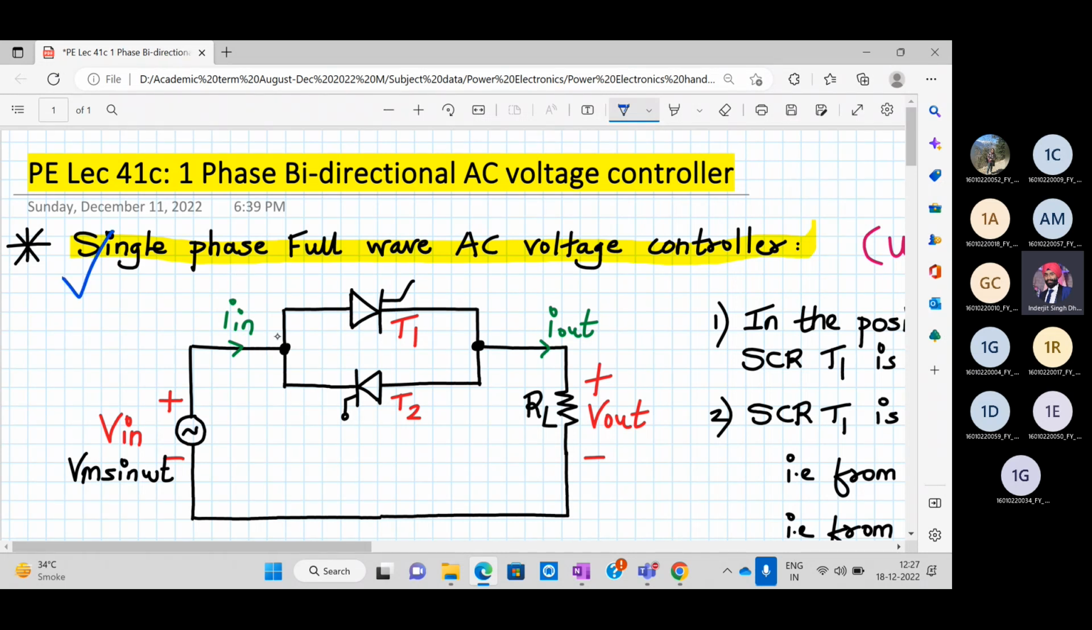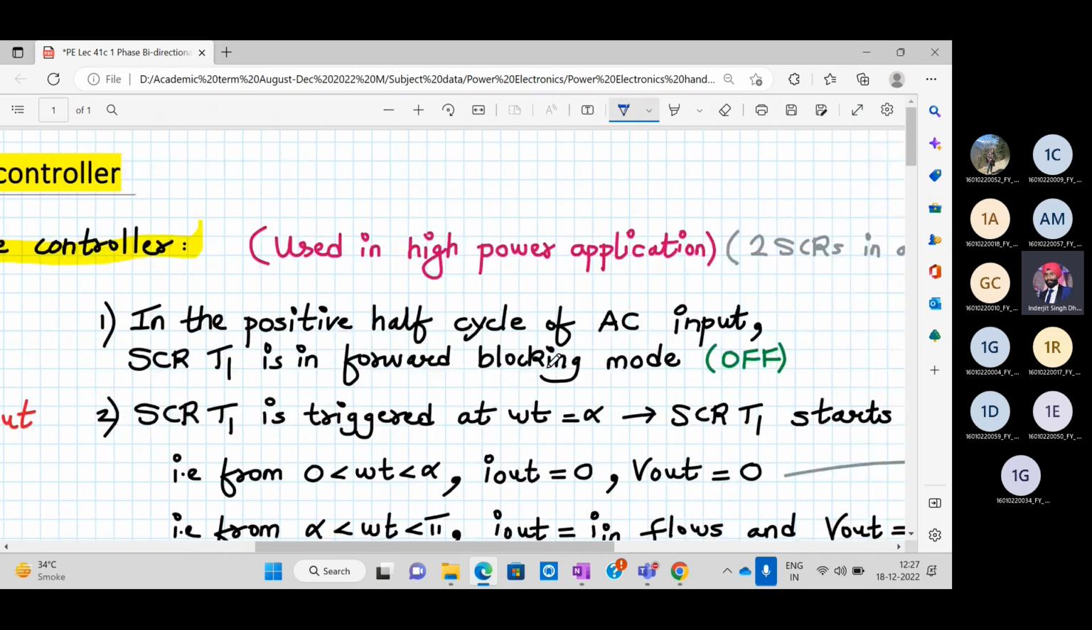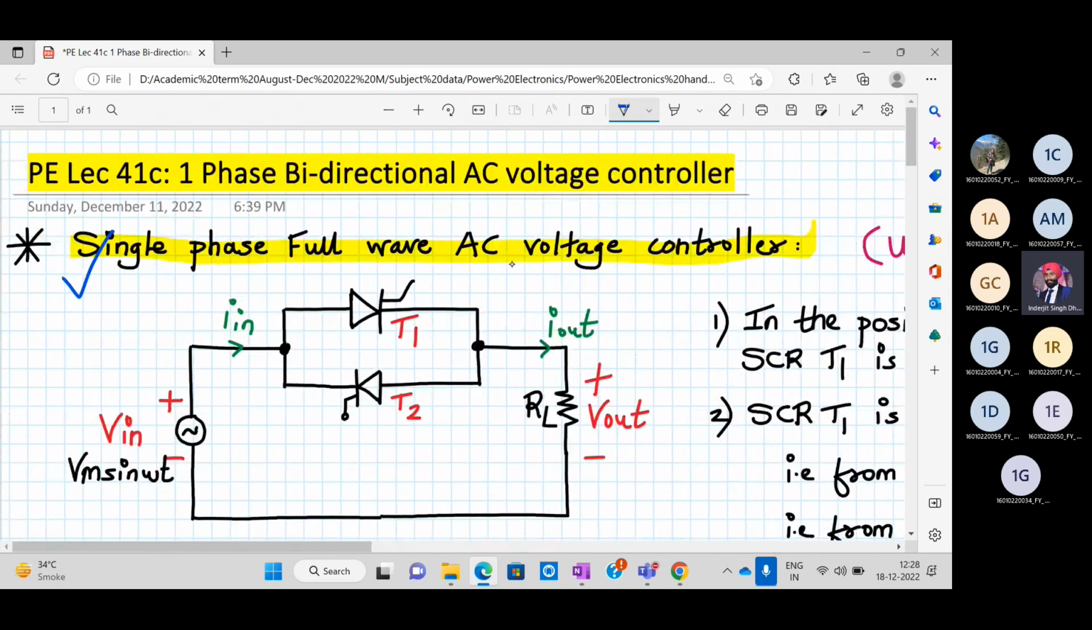Okay. So here what do we have? We have an AC input and we are expecting an AC output, right? Which is a variable AC output, maybe amplitude variation. It is amplitude variation. Here we have two SCRs connected in anti-parallel mode. Okay, so two SCRs connected in anti-parallel mode. Do you remember any power electronics device which is bidirectional? Do you remember any device which is bidirectional? Anyone?